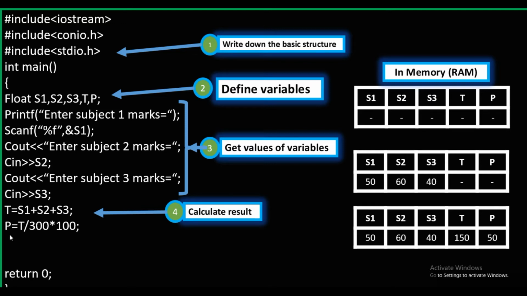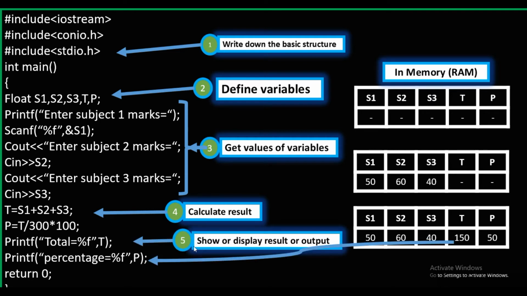We also calculate percentage. Total marks are 300. So we divide total obtained mark T by 300 and multiply by 100 for percentage. After calculating, in step 5, we display results. We display total, we display percentage. You can use printf function or cout function.